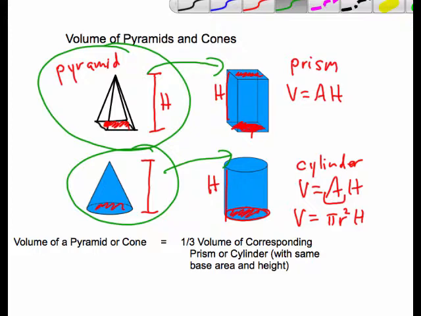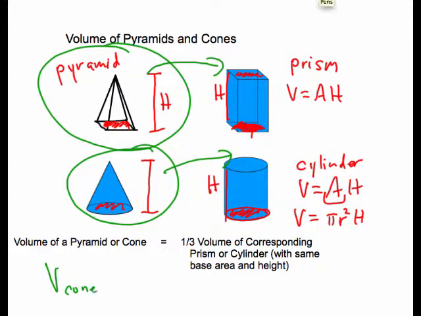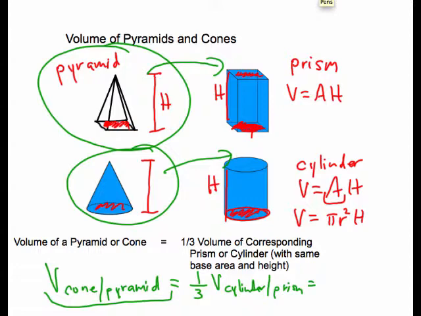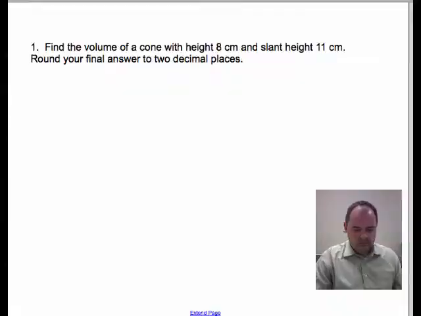So the relationship that we have for the volume between a pyramid and a cone versus a prism and a cylinder is that the volume of a cone or pyramid is 1/3 the volume of a cylinder or prism. And since the volume of a cylinder and a prism is area of the base times the height, the volume of a cone or a pyramid is 1/3 the area of the base times the height.